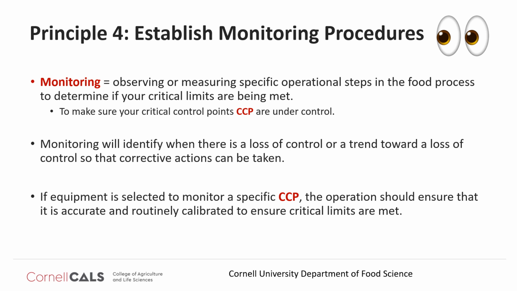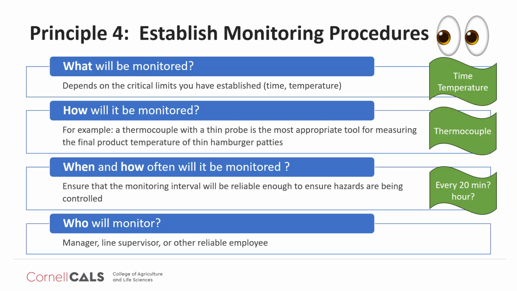With a CCP, we are monitoring all the time and every time to make sure we are controlling the hazard every single time. And if we are not controlling the hazard, we want to know this immediately so we can do something about it, also known as doing a corrective action. When we know what our CCP is, we should know what the critical limits are to control the hazards, so we should also know what we will monitor. Are we monitoring temperature? Are we monitoring time, or both, or something else? Next, how we will monitor.